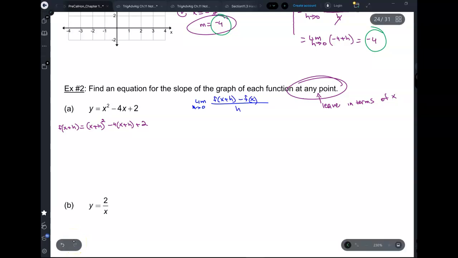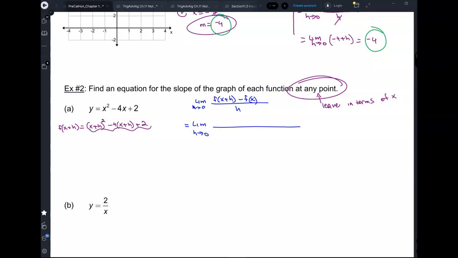Okay, so here, this is going to be the limit as h approaches 0. We're going to put in this for f of x plus h. When you simplify that, you should have gotten x squared plus 2xh plus h squared minus 4x minus 4h plus 2. Is that right? Yeah. Okay. Then we're going to do minus f of x.